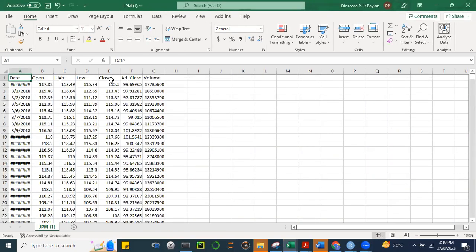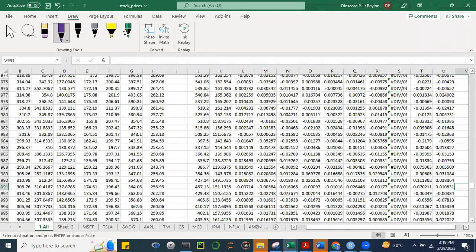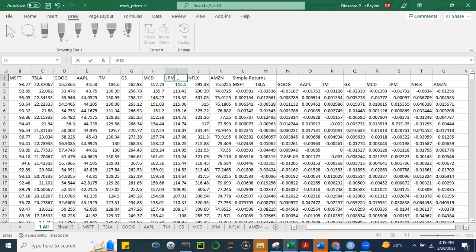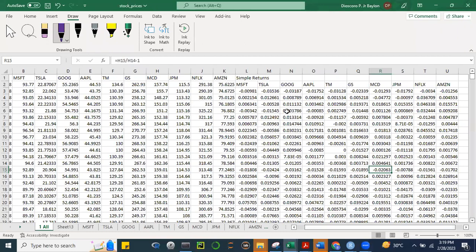Okay, and 2018. Control C, copy the close. Stock prices. Go up here. JPM, Control B. This is JPM. Okay. All right. So we now have our data. Okay, returns. No? Tapos, you have here your simple returns.